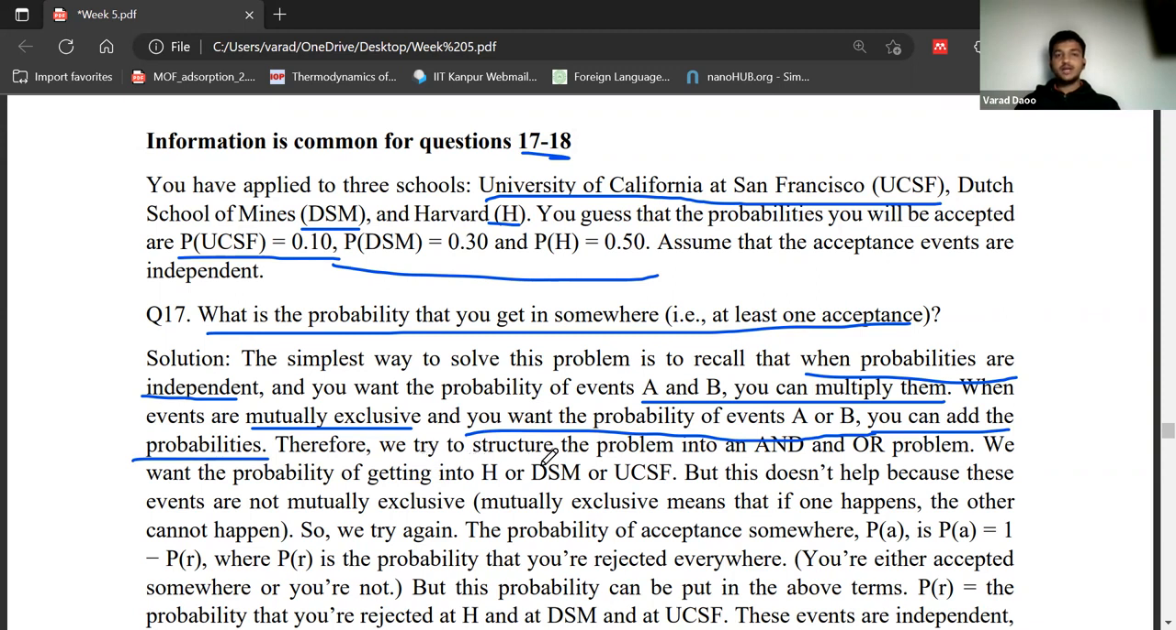Therefore, we try to structure the problem into an "and" or "or" problem. We want the probability of getting into Harvard or DSM or UCSF, but this doesn't help because these events are not mutually exclusive. Mutually exclusive, what does it mean? That if one happens, the other cannot happen.